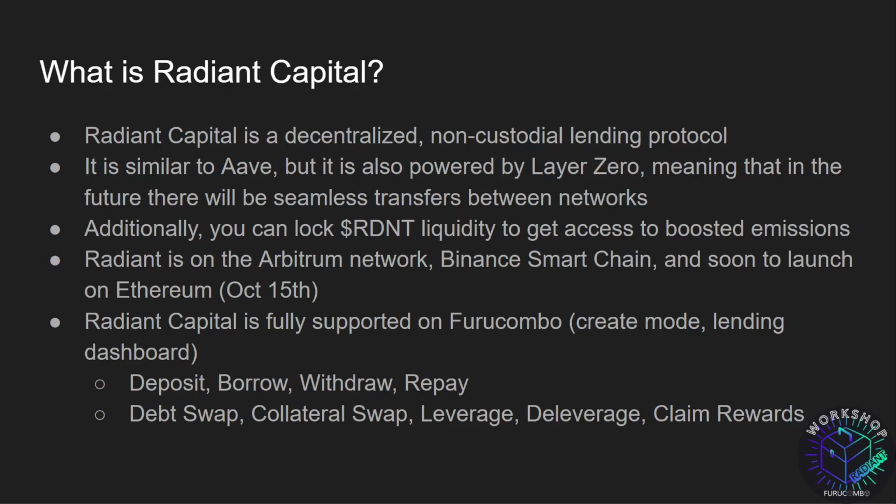Additionally, different from Aave, you can also lock Radiant liquidity and you can get access to boosted emissions. This means any profits given back to lenders or profits of the protocol will be shared with the Radiant liquidity or those who access these boosted emissions. Radiant's on the Arbitrum network, Binance Smart Chain, and soon to launch on Ethereum. The Ethereum launch will be around October 15th.